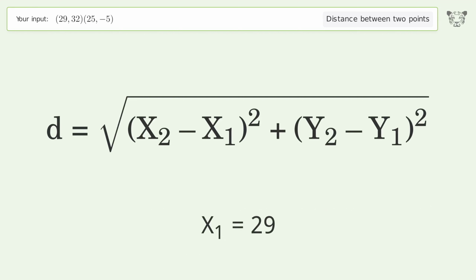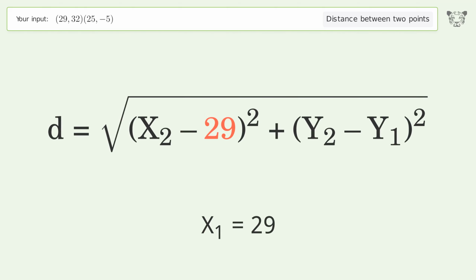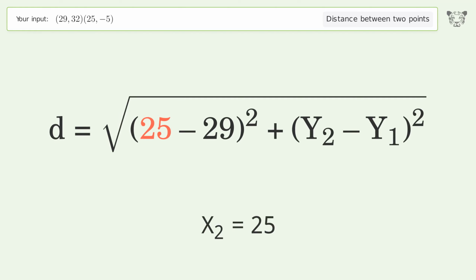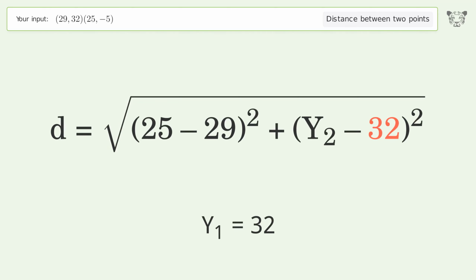x1 equals 29. x2 equals 25. y1 equals 32. y2 equals -5.